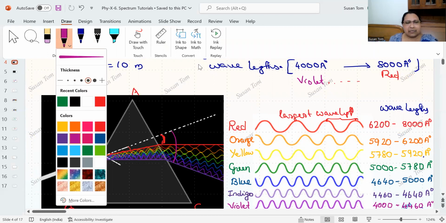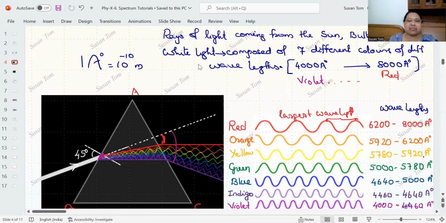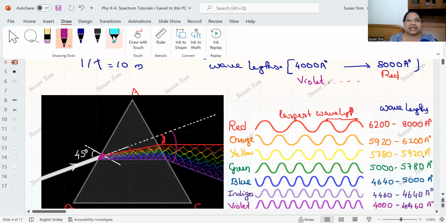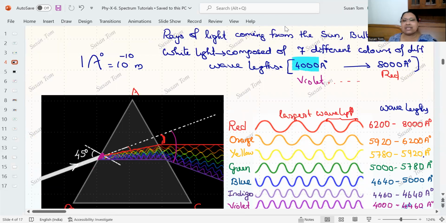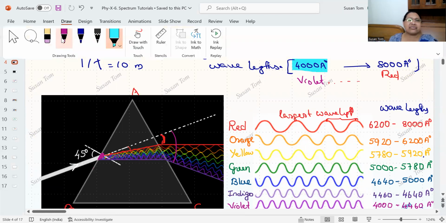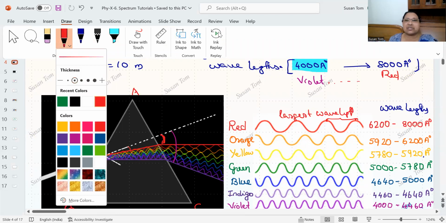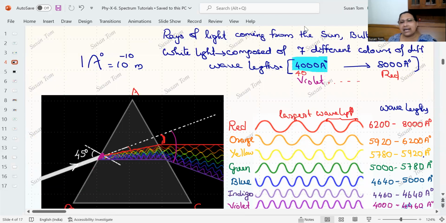At this phase AB, the white light which is incident. I told you white light is composed of 7 colors: violet, indigo, blue, green, yellow, orange, red. Out of which violet has the lowest wavelength, that is 4000 angstrom. In terms of angstrom it is 4000; in terms of nanometer, it is 400 nanometers. While that of red is 8000 angstrom, or 800 nanometers, where 1 nanometer is equal to 10 raised to minus 9 meter and 1 angstrom is equal to 10 raised to minus 10 meter.